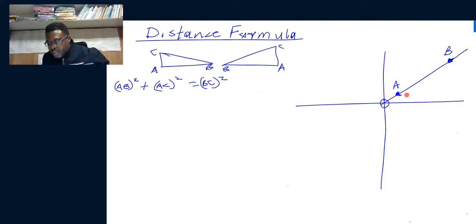So here I'm going to do my dotted line. So this is B. This is the corresponding A, and we have the corresponding B.